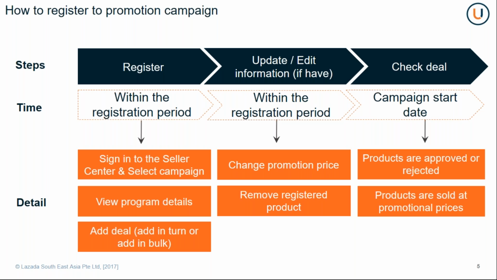After registration comes updating or editing your information. This will happen within the registration period too. This is where you'll be able to change your promotion price or maybe remove your registered product if you change your mind. And then last is where we will be checking the deals. And this will happen during the start of the campaign, where products are approved or rejected, and then products are sold at promotional prices.